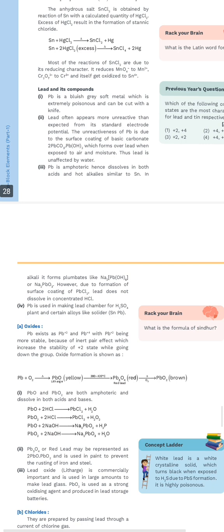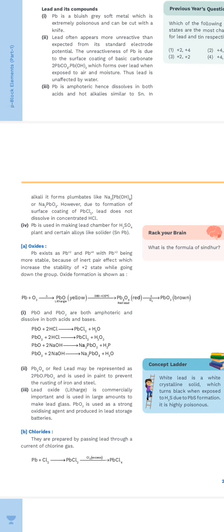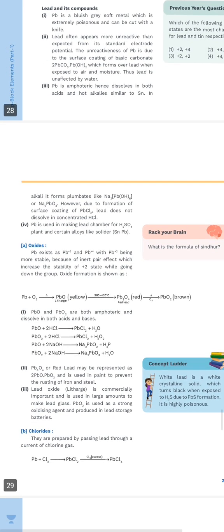Lead is amphoteric, hence it dissolves in both acids and hot alkalis, similar to tin. In alkali, it forms plumbates like these. However, due to formation of a surface coating of PbCl2, lead does not dissolve in concentrated HCl. Lead is used in making lead chambers for H2SO4 plants and certain alloys like solder.